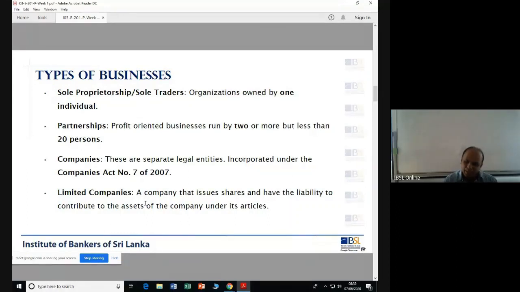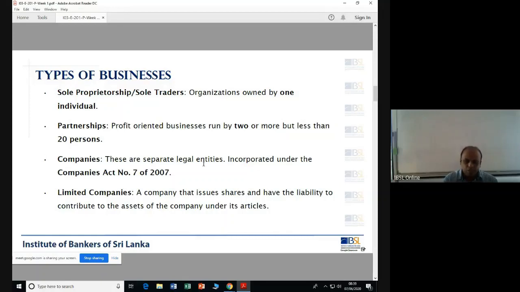And where is it set? It is mentioned in the articles. Please do underline the term articles. When I say underline, I mean you should make a note of it. The term articles means it is like the birth certificate of the company. Of course, the business registration is called the birth certificate, but more than that, the articles are very important. As you know, companies are registered under the Companies Act number 7 of 2007, and you get a certificate that is called the business registration.